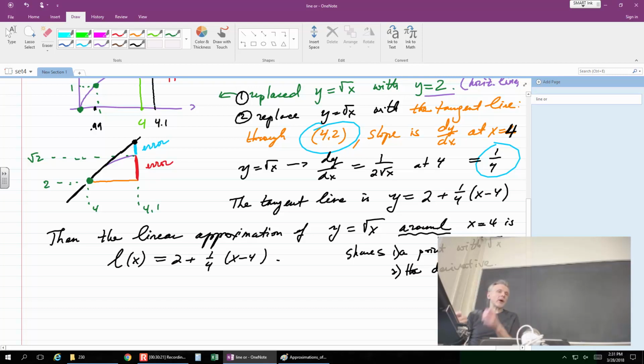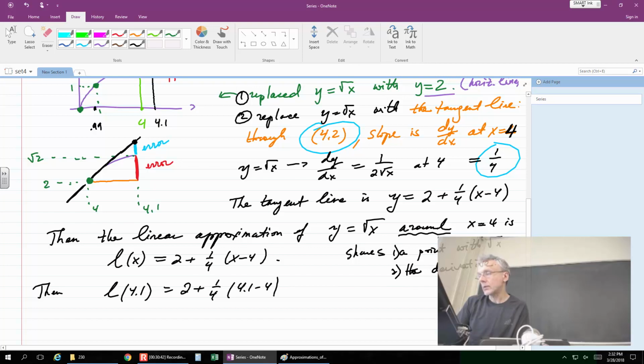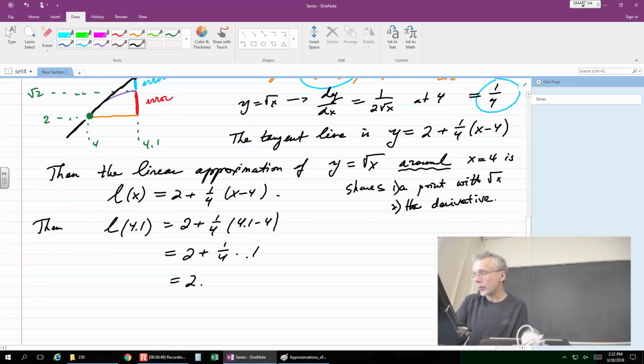So when you approximate, you certainly want the two functions to share as much as possible. Instead of having only one point to be shared, we have a point and the derivative to share. Okay, so that's our function. So the approximation is L of 4.1. Plug it in. So we'll have 2 plus 1/4 times (4.1 minus 4), so we have 2 plus 1/4 times 0.1, which gives me 2.025. That's our approximation. Slightly larger than 2 as we predicted.